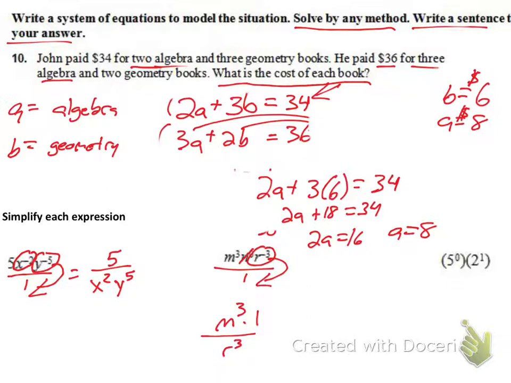All right, and then this one, 5 to the 0 is just 1 times 2 to the first power, which is 2, so it'll be 1 times 2. Your final answer would be 2.